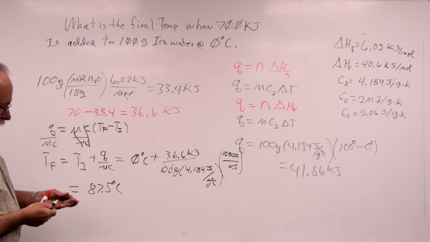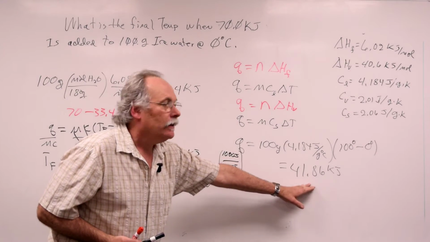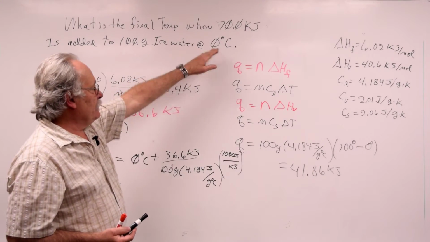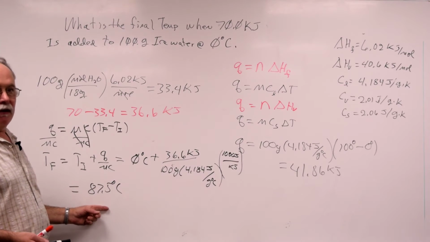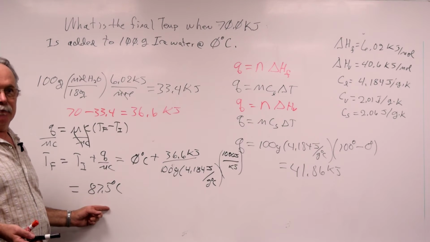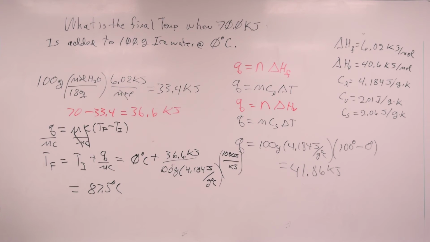And this makes sense. If it took 41.86 kilojoules to raise it from 0 to 100, and we only had 36.6, we're roughly 87 degrees of the way there. And we could add a little bit more and bring it up to 100. Okay? Thank you. All right.